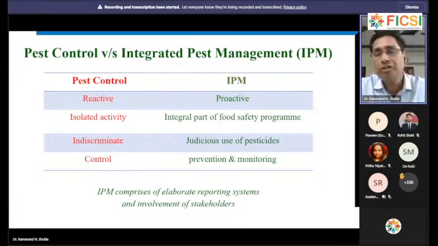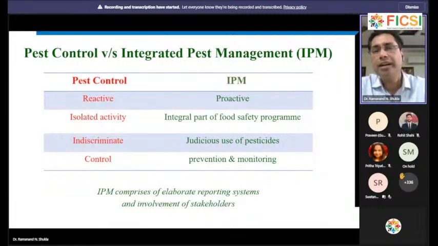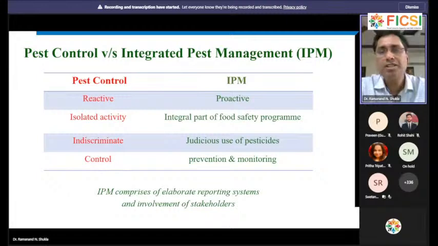There has to be a judicious use of pesticides. It means that pesticides would be used only when they are really required. Otherwise, there would be different means that should be used to manage the pest at a particular threshold level. And finally, apart from control, instead of complete control, IPM actually aims to prevent and monitor the pest population so that the moment they are above a particular threshold, certain actions are elicited. And IPM also comprises elaborate reporting systems and involvement of various stakeholders.